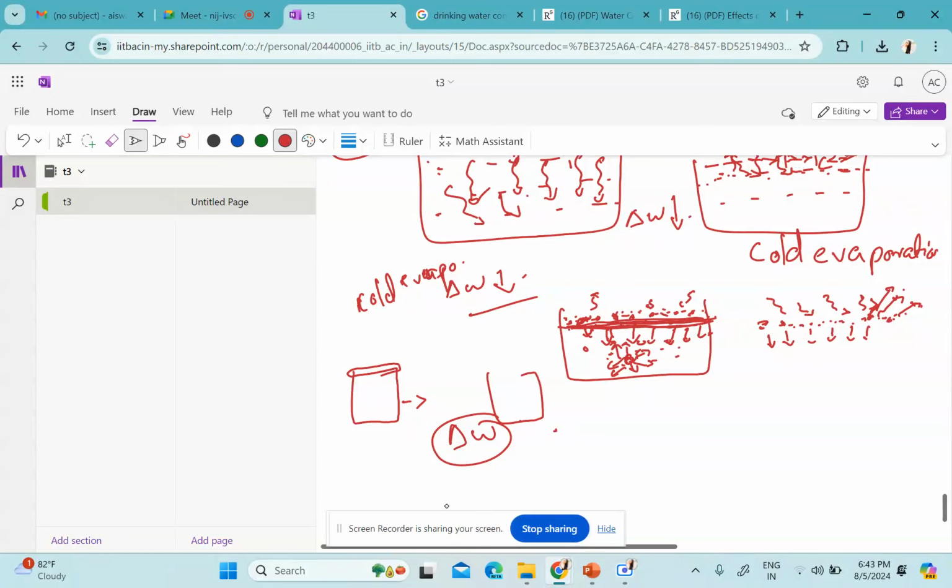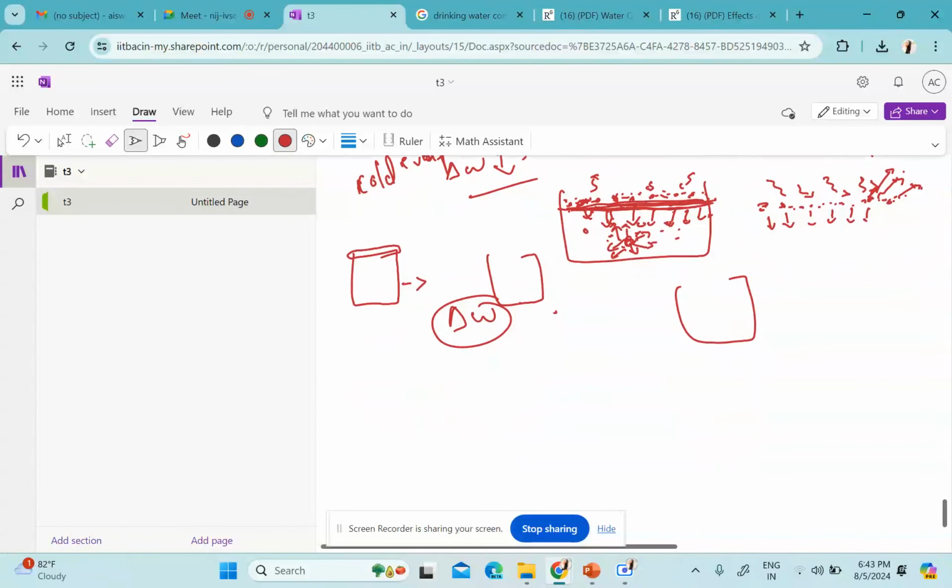Yes, clothes, right? That is the perfect example. So if you just hang your clothes, that is another thing I will tell you. That is not of this type. That is also cold evaporation, but it's a cloth.